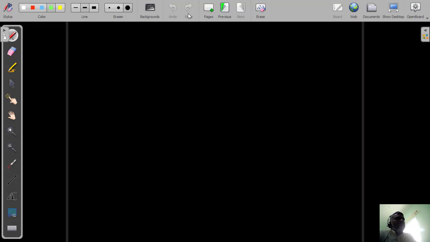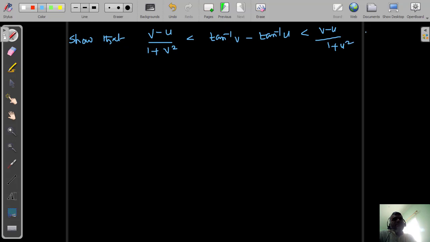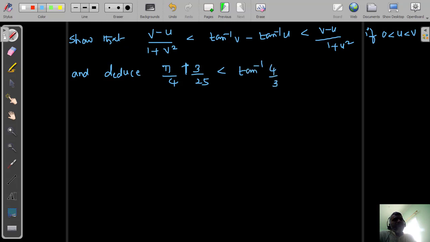After that, students, we'll discuss one problem. Show that (v minus u) divided by (1 plus v square) is less than tan inverse v minus tan inverse u, again less than (v minus u) divided by (1 plus u square), if 0 less than u less than v, and also deduce pi by 4 plus 3 by 25 is less than tan inverse of 4 by 3, less than pi by 4 plus 1 by 6.